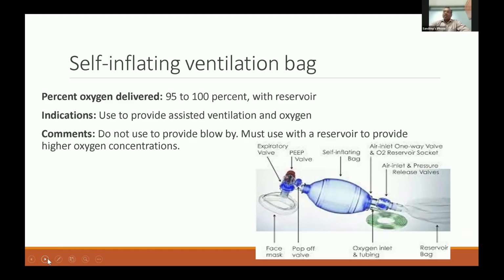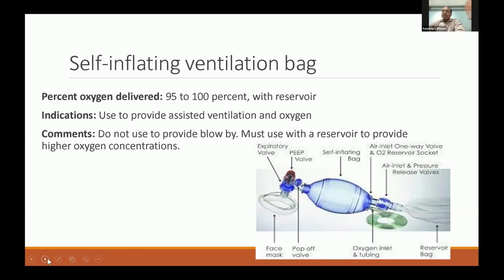So whether oxygen is connected or not, or any air system is connected, it will inflate on its own. The self-inflating bag can deliver oxygen, and you can also ventilate the patient, right? The oxygen that you can deliver to the patient by this device is near 100% if you are using a reservoir. If you look at this device properly, at the front end you can see a mask which is connected through an expiratory port and a peephole to the bag.